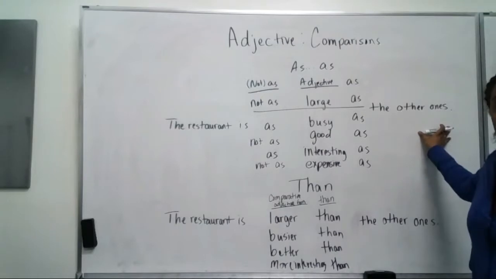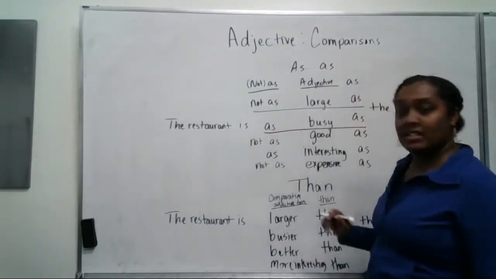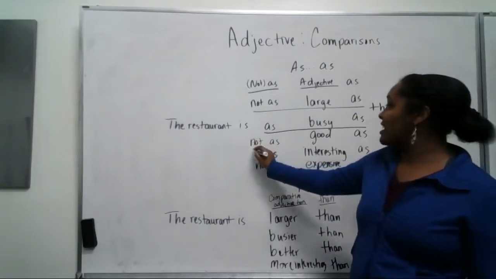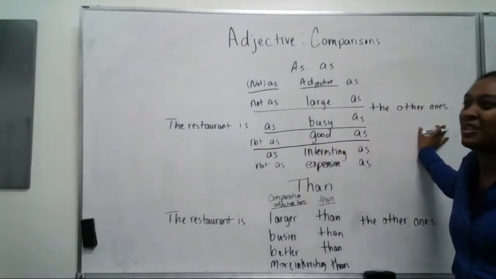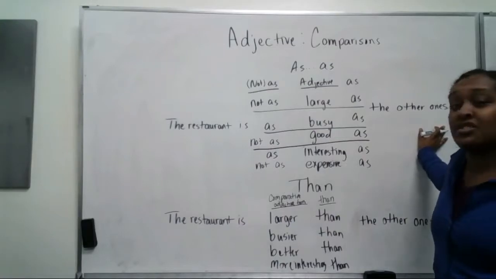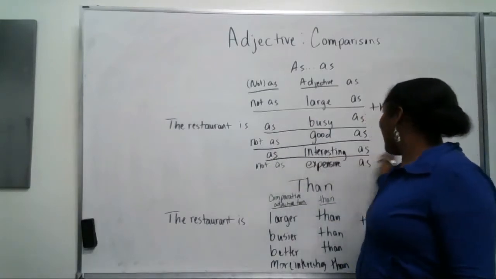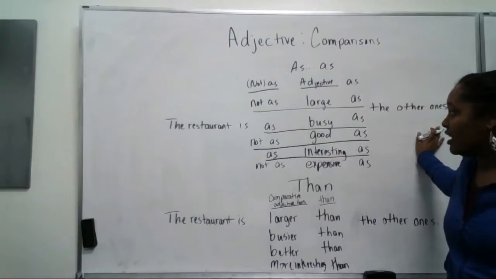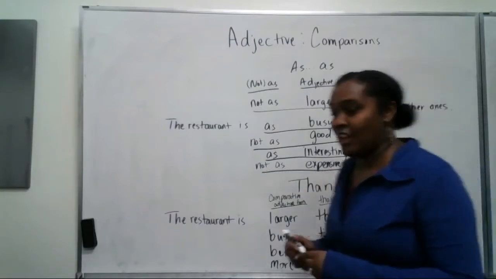The other ones. The restaurant is as busy as the other ones. The restaurant is not as good as the other ones. Okay? And it doesn't have to be the other ones. It could be the restaurant is not as good as the restaurant across the street. Okay? The restaurant is as interesting as any other restaurant, for example. The restaurant is not as expensive as the other ones.